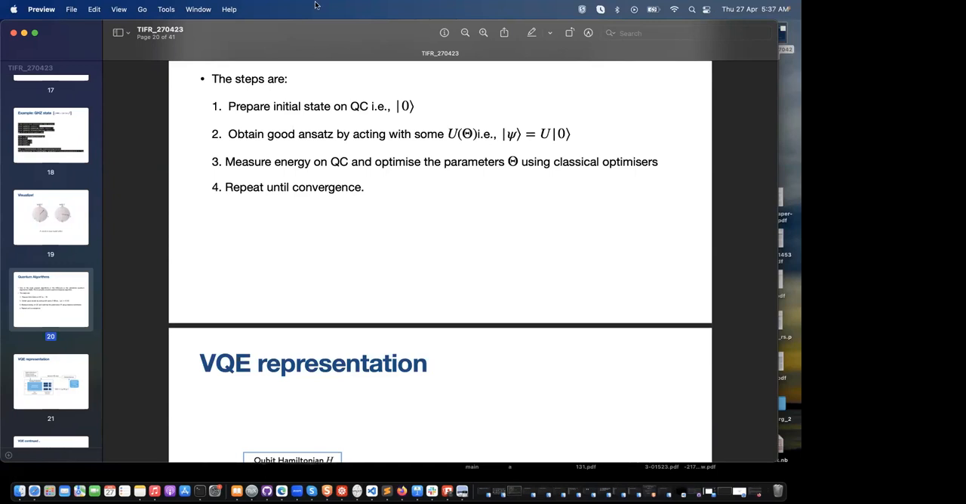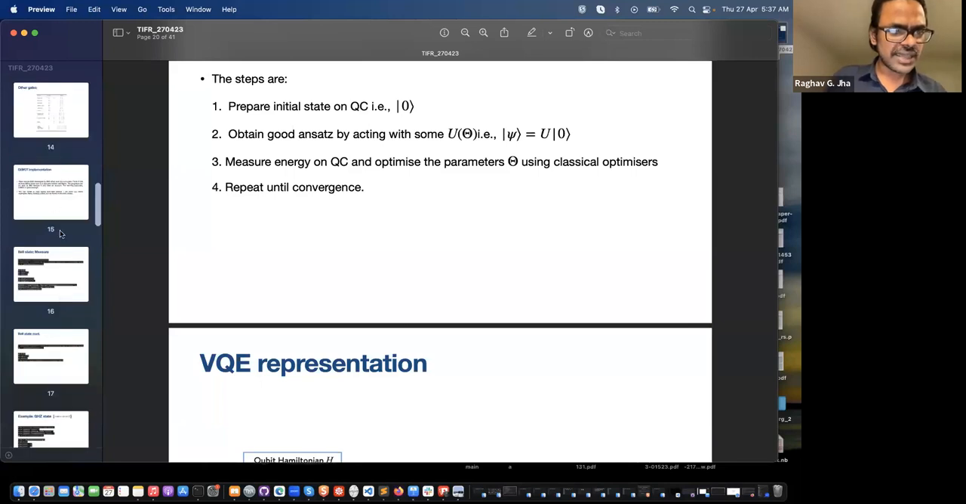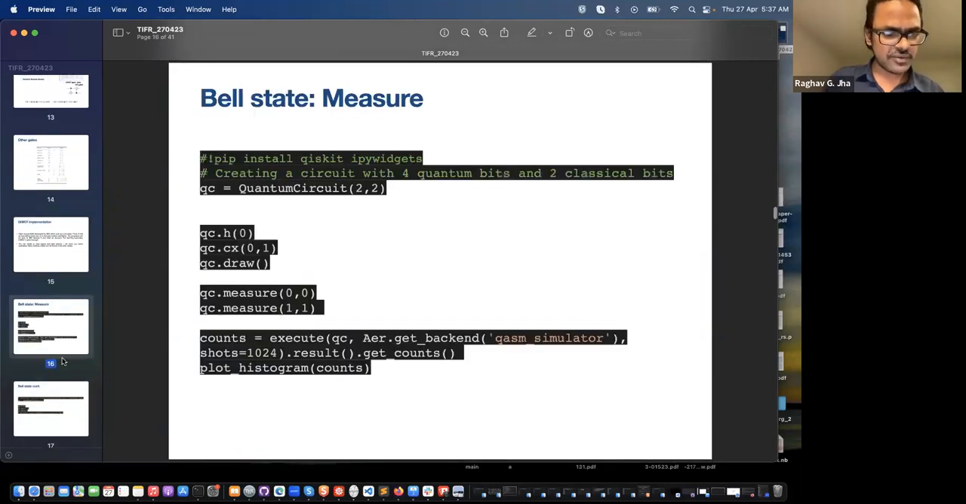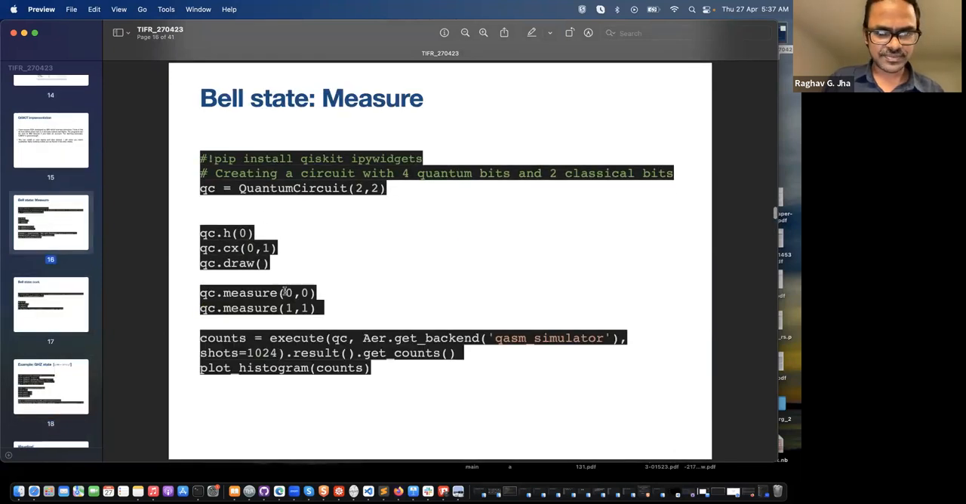Raghav, the other question is, how do you couple the classical part and the quantum part together? When we initialize and do things like that, we can always compute some classical registers. So when we measure the energy, we pass it to some classical registers, and then we apply optimization methods on those classical registers. That is how it is coupled.